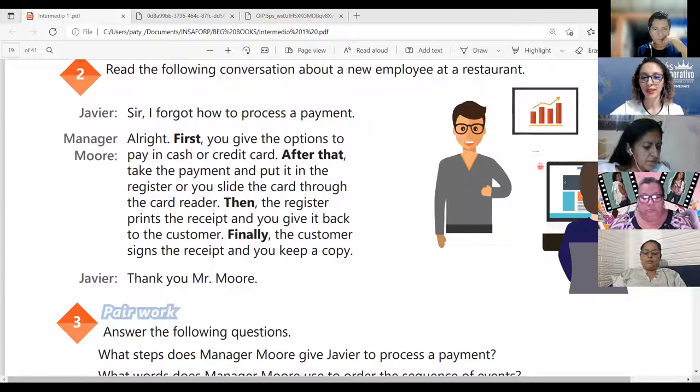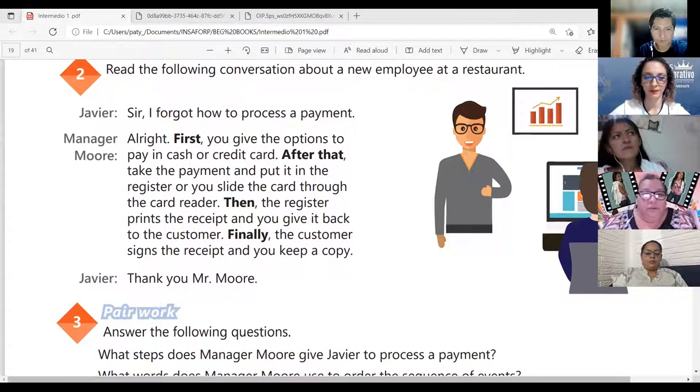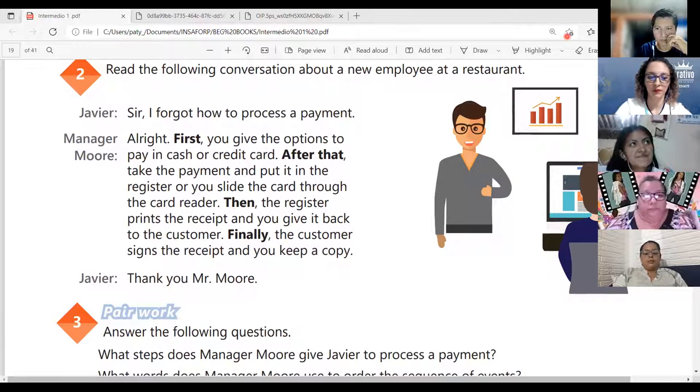Okay, now it is your turn. Let's start with Anna and Jenny. Anna, you are Javier, and Jenny, you are the manager. Sir, I forgot how to process a payment. All right. First, you give the options to pay in cash or credit card. After that, take the payment and put it in the register, or you slide the card through the card reader. Then the register prints the receipt and you give it back to the customer. Finally, the customer signs the receipt and you keep a copy. Thank you, Mr. Moore.